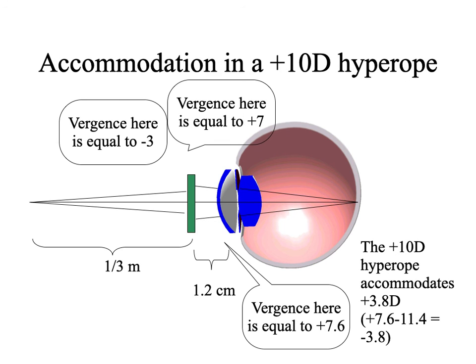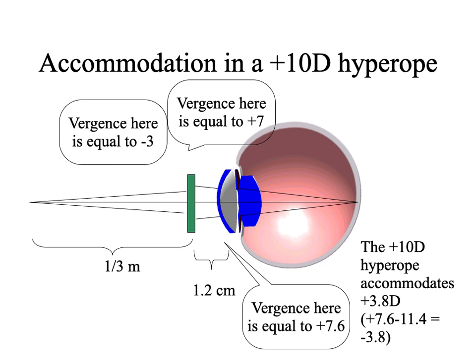What of the plus 10 hyperope? So we saw that the plus 10 hyperope actually needs to have plus 11.4 hitting his cornea. Again, that was several slides back. You're welcome to go back and look at why it is 11.4. The object is 1/3 of a meter to the left of the lens. It's going to hit the lens with a divergence of -3, exit the lens with a divergence of +7, hit the cornea with a divergence of +7.6. 7.6, so 11.4 minus 7.6 means that the hyperope needs to accommodate 3.8.